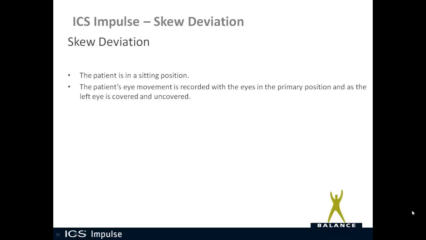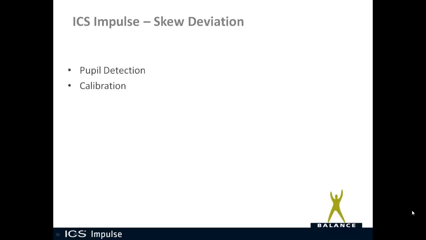the eye. The patient is typically in a sitting position. They can be in a more supine or caloric position with the head up a little bit. The patient's eye movement is recorded with the eyes in the primary position. That means the patient is staring straight ahead of them, and as the left eye is covered and uncovered. So regarding pupil detection and calibration, those two topics are covered in separate videos.